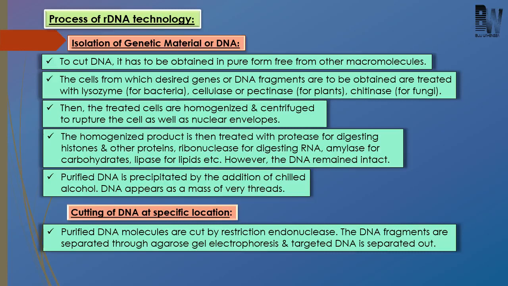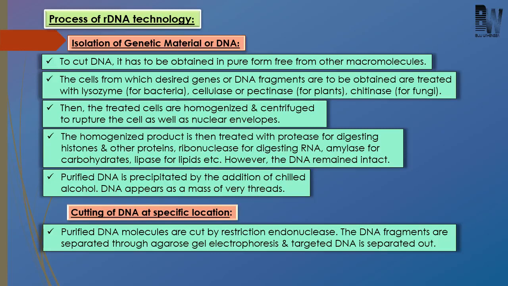So coming to the next step, that is cutting of DNA at specific locations. We know that DNA will be cut by a specific restriction enzyme at a specific location, and after the DNA is cut into fragments, the targeted or desired DNA will be selected out through gel electrophoresis.